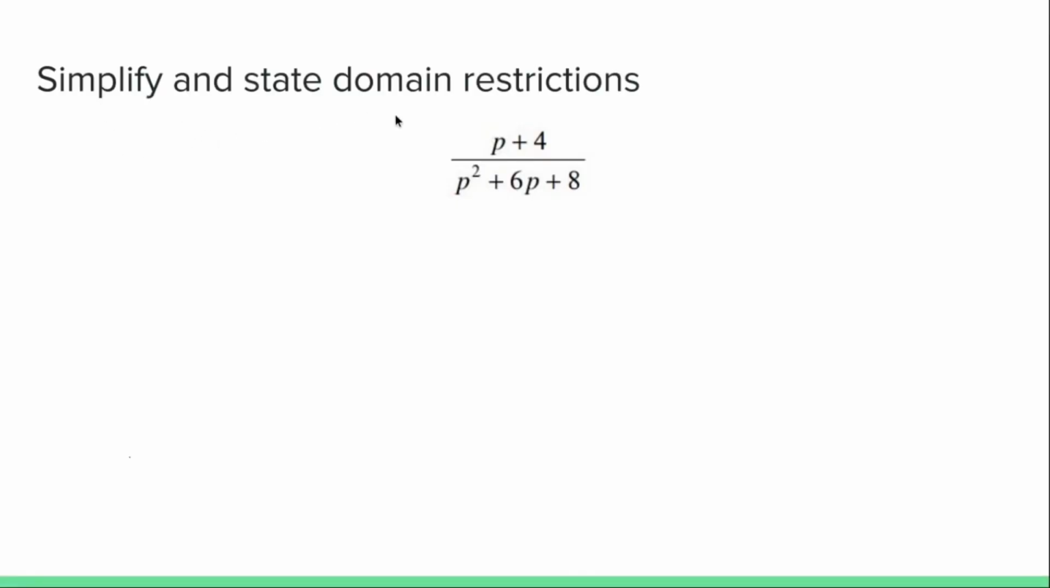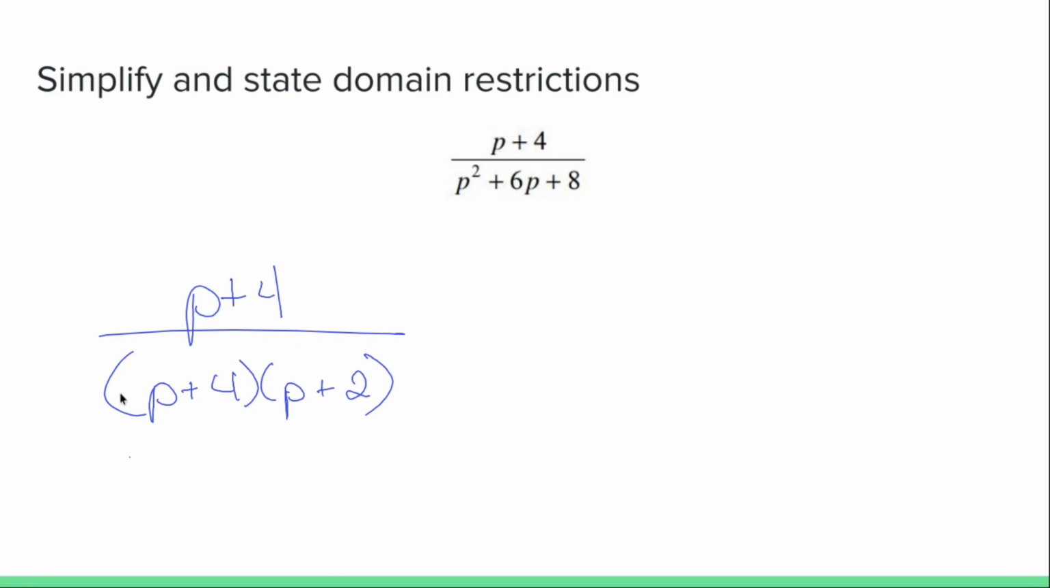Simplify and state domain restrictions. All right. So what I have is a p plus 4 in the numerator and something that looks factorable in the denominator. So let's factor that out. P plus 4 in the numerator. The denominator is going to be two numbers that add up to 6 and multiply out to 8. So how about p plus 4 and p plus 2?